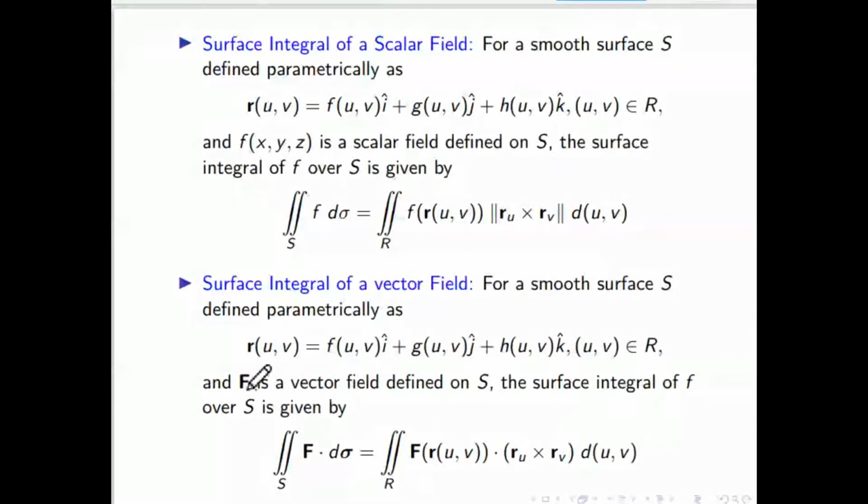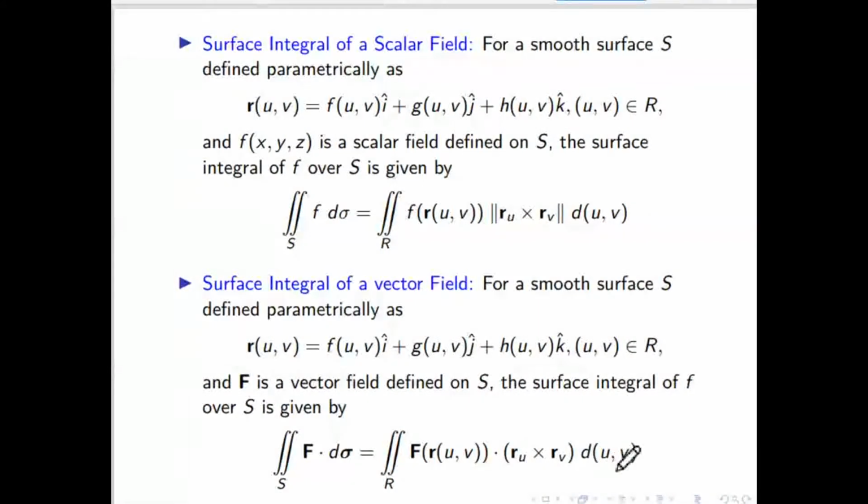It is the same as f at r(u,v), but instead of the norm, it is the dot product with ru cross rv. So it will become some scalar, and then depending on the limits of du dv, we apply the limits. In the scalar field it is the norm; in the vector field it is the dot product with ru cross rv. Now we'll see an example.